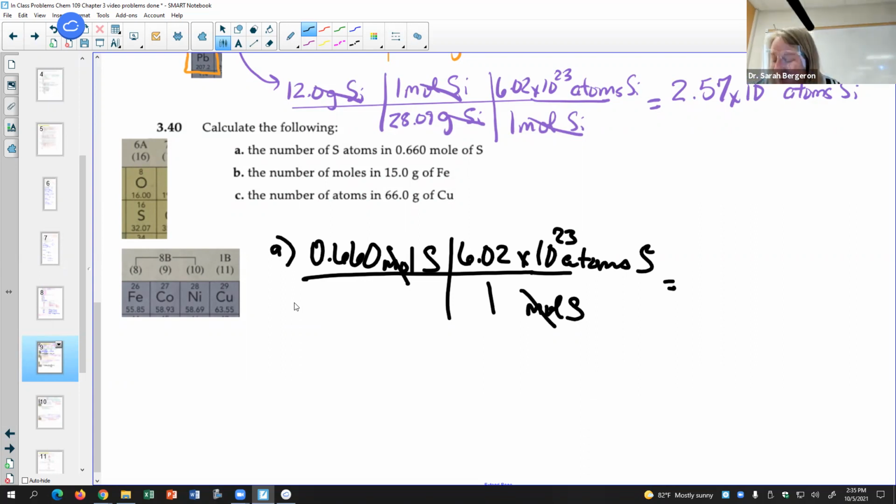Okay, what did you get? Let's see, let me compare to what I got. I wrote them all down here. Okay, I got 3.97 times 10 to the 23rd. Is that what I got? Atom sulfur. Okay.